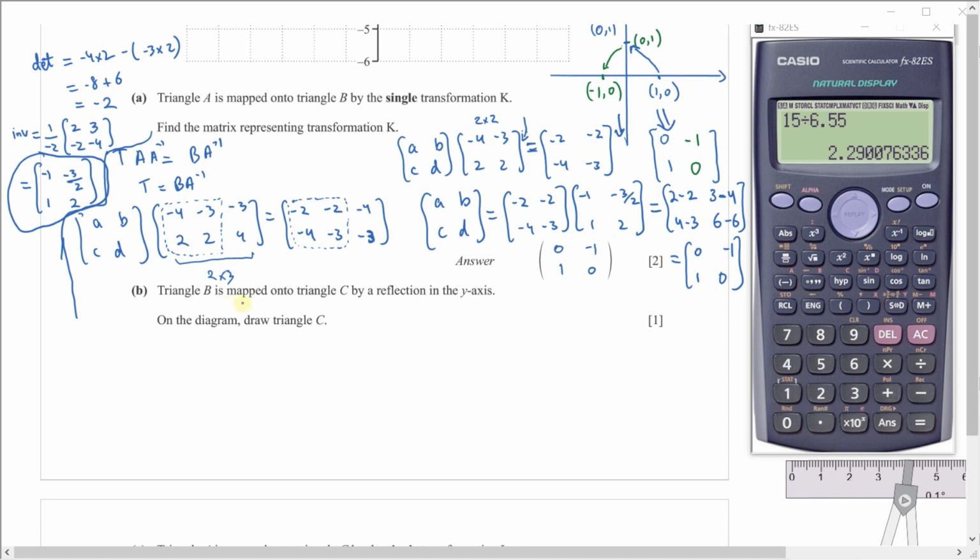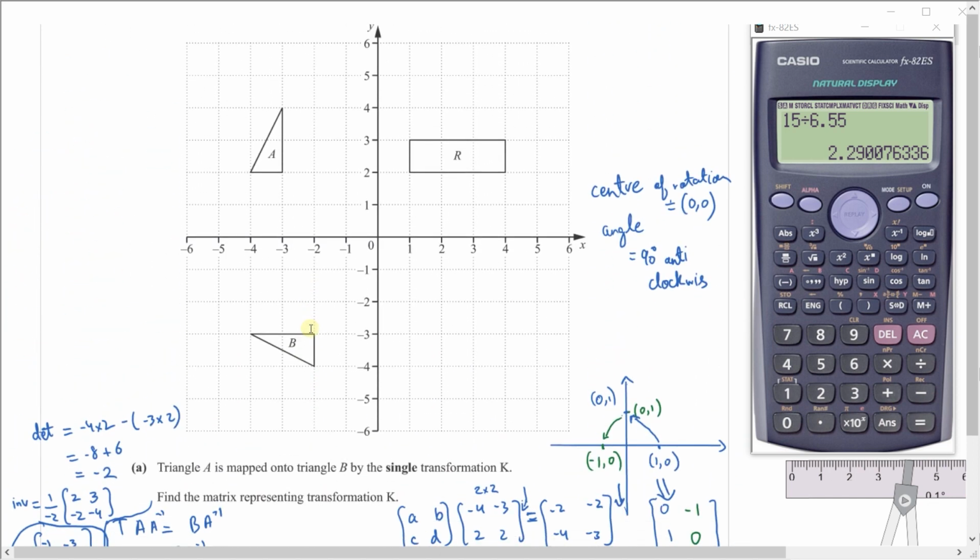The next part is triangle B is mapped onto triangle C by a reflection in the y-axis. On the diagram, draw triangle C. So the reflection in the y-axis, how to find the image, how to apply the reflection on this: you will connect each vertex to the line of reflection at a 90-degree angle.